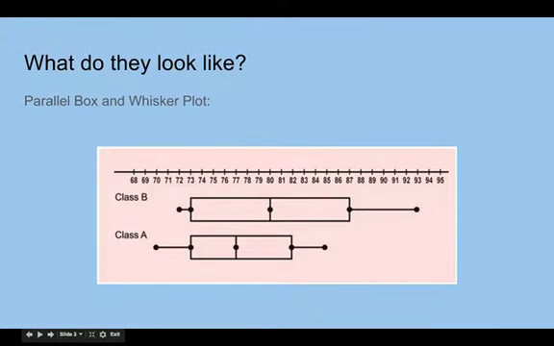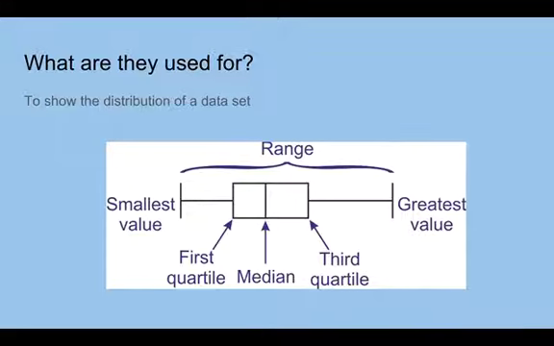Here's another type. This is a parallel box and whisker plot, and this compares the performances of two classes, Class B and Class A. And it's fairly clear just by looking, and that's one of the good things about box and whisker plots, just by looking you can get an idea of which class is doing the better of the two.